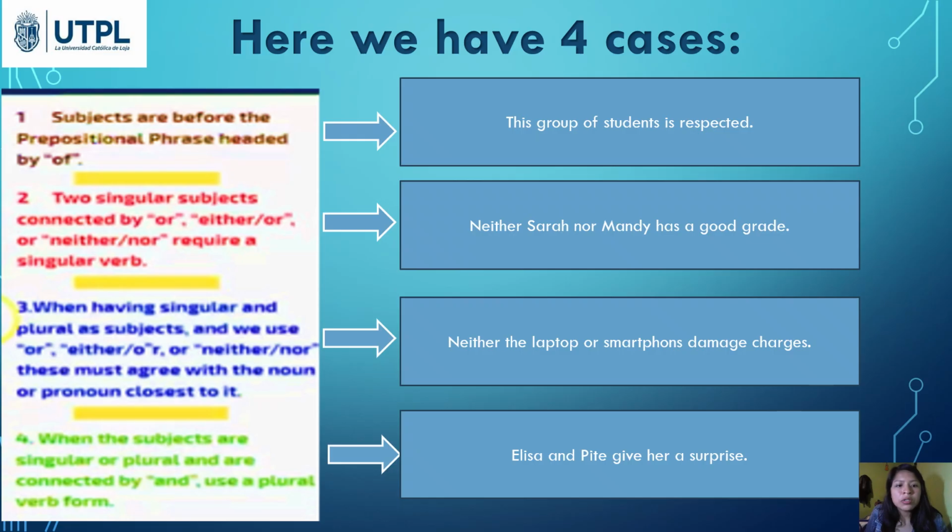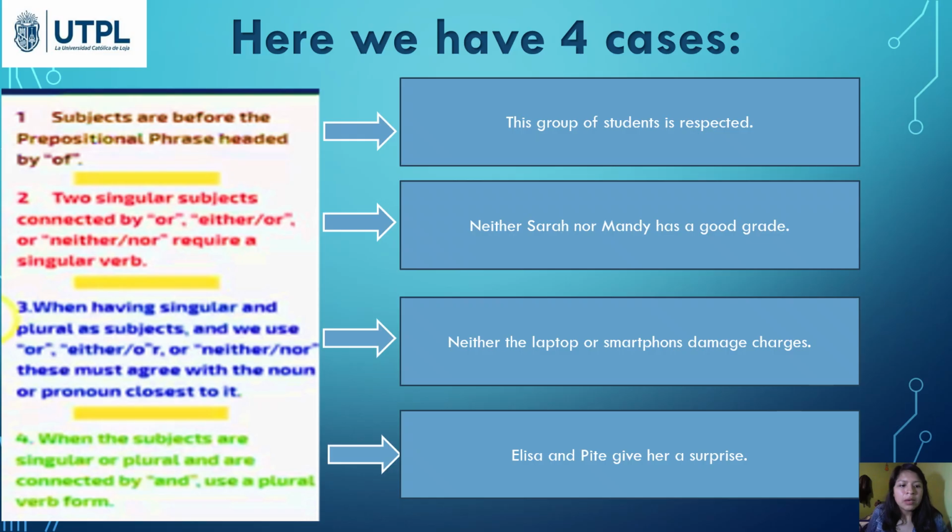Two. Two singular subjects connected by or, either...or, or neither...nor require a singular verb. For example, neither Sarah nor Mandy has a good grade. Third, when having singular and plural as subject and we use or, neither...nor, the verb must agree with the noun or pronoun close to it. For example, neither the laptop nor the smartphones damage charges.